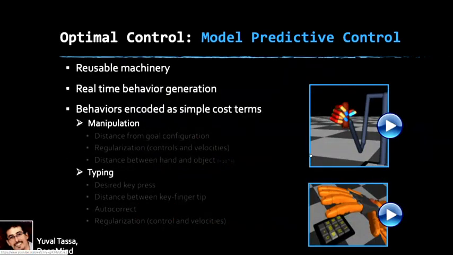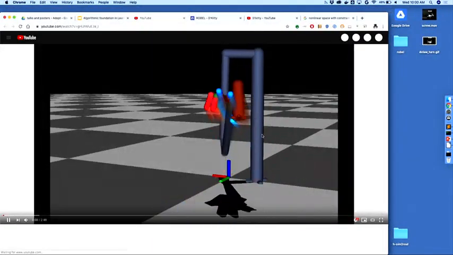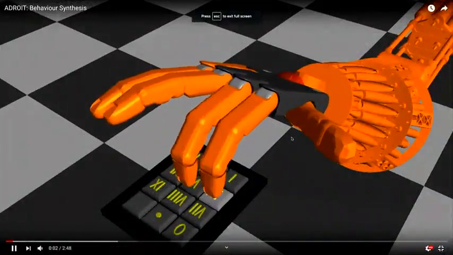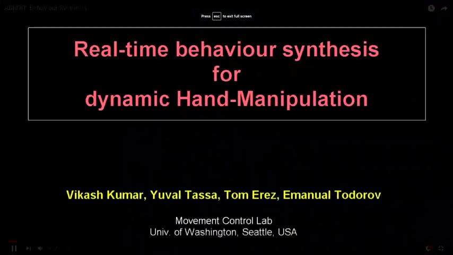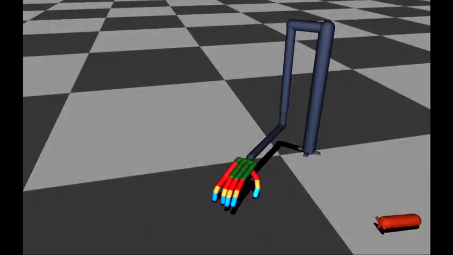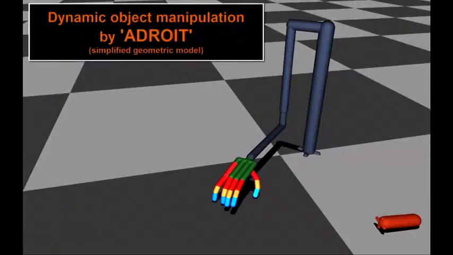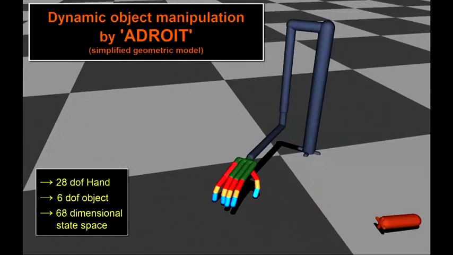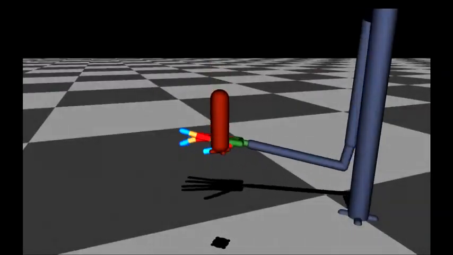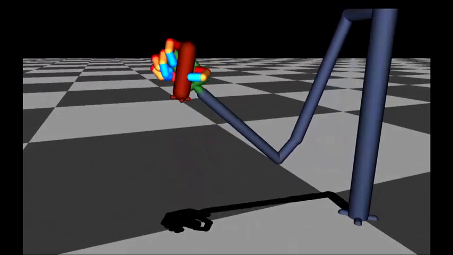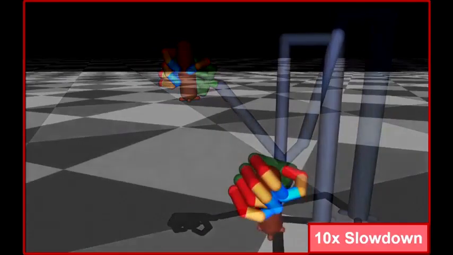Using these techniques, we have been able to show very dynamic movements of the order of like this. Roughly, the dimensionality of the system we are talking about is about a 60-dimensional system. We have full access to the ground state, full access to the dynamics function over here. The objective here is there is a hand, which is about 30 degrees of freedom. There is a 6 degree of freedom object that is randomly falling in the scene. Your objective is to stabilize the object.